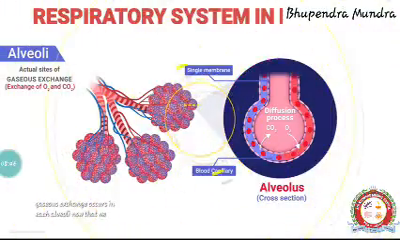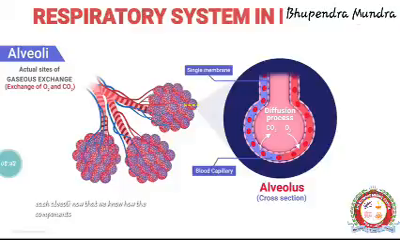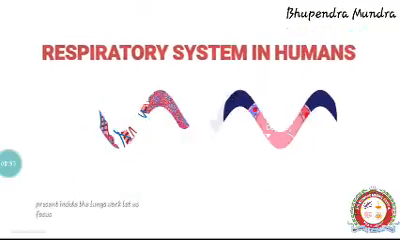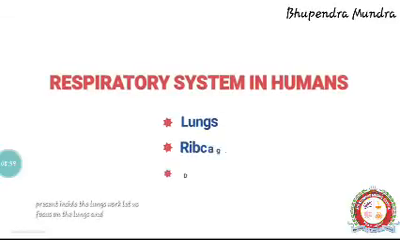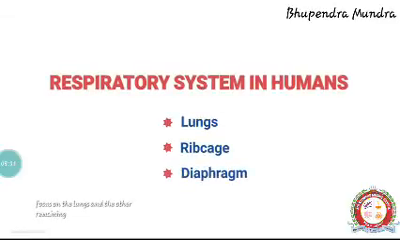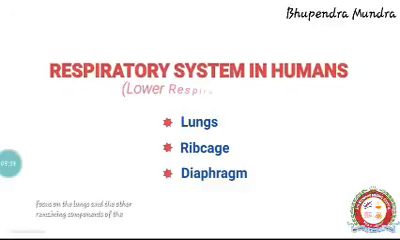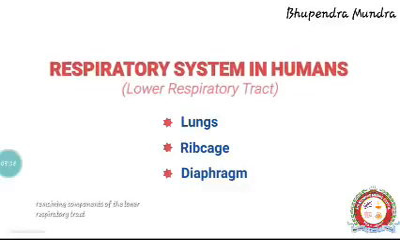Now that we know how the components of the respiratory system present inside the lungs work, let us focus on the lungs and the other remaining components of the lower respiratory tract: the lungs, rib cage and the diaphragm.